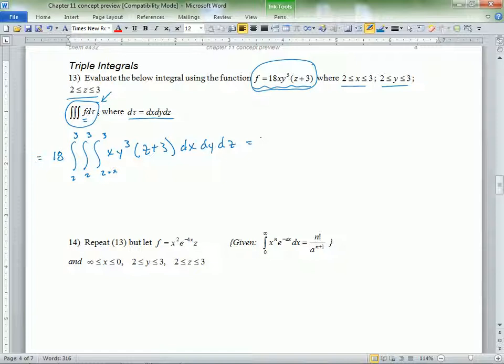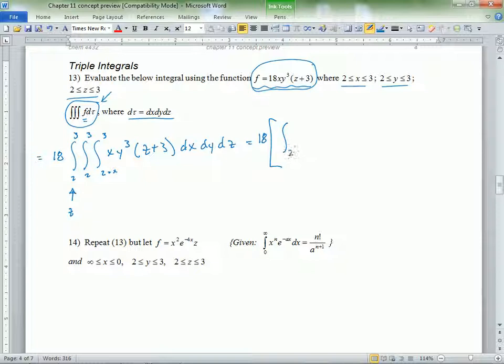Because remember, an integral is just what under the curve? Area. Can you multiply areas? Yeah. So let's multiply our areas. So we have our 18. So we said this was our z integral. It really doesn't matter, but it goes from 2 to 3. I guess if the limits were all different, it would matter.